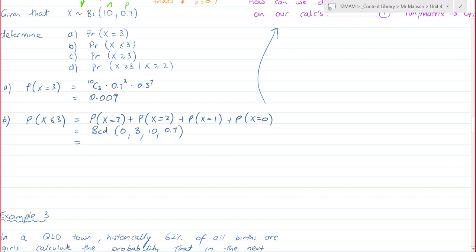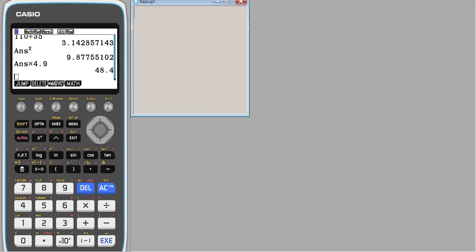Well, hopefully that's all right. Let's have a squiz on here. So I go into option, next, probability. I'm in the wrong spot, aren't I? It's in stats, that's right. Okay, distribution, binomial, BCD. I've written down BCD, 0 to 3 to 10 to 0.7, close brackets, enter.